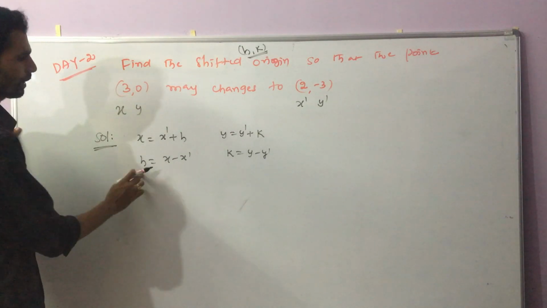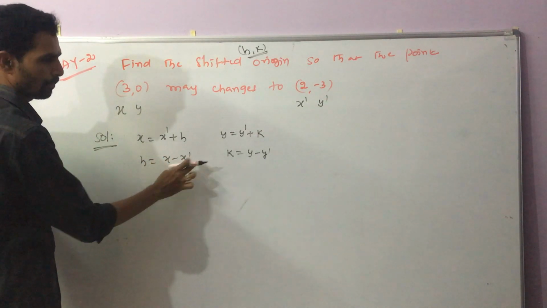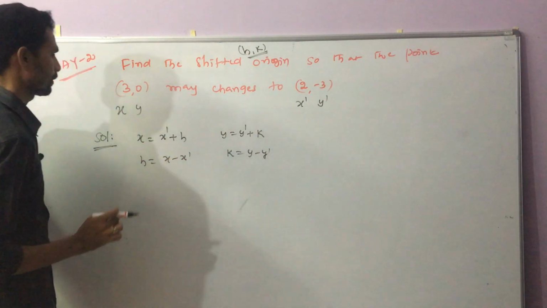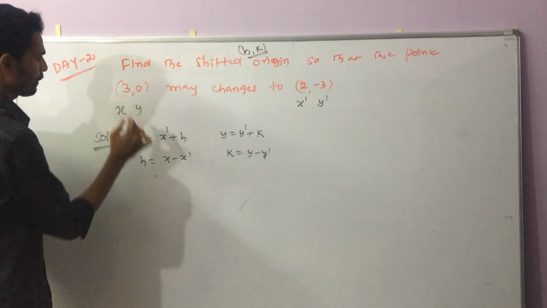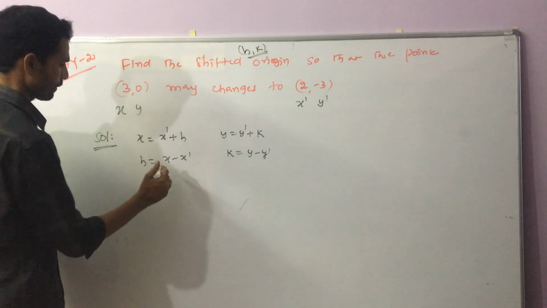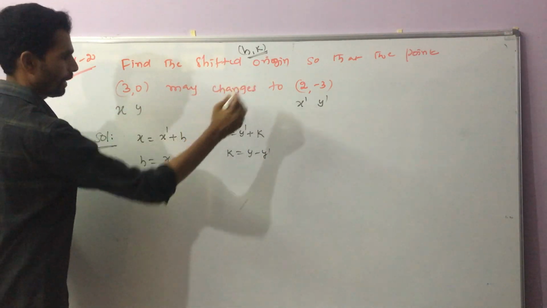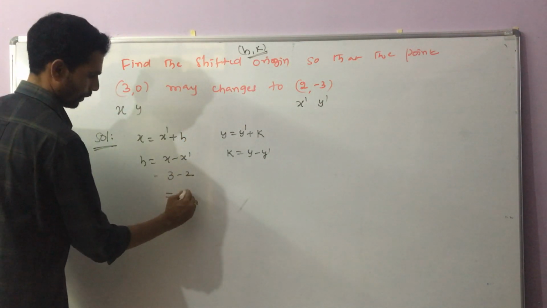What do you have to find? h comma k. h is equal to x minus x dash, k is equal to y minus y dash. What is the x value here? The x value is 3, minus the x dash value, which is 2. 3 minus 2 is equal to 1.